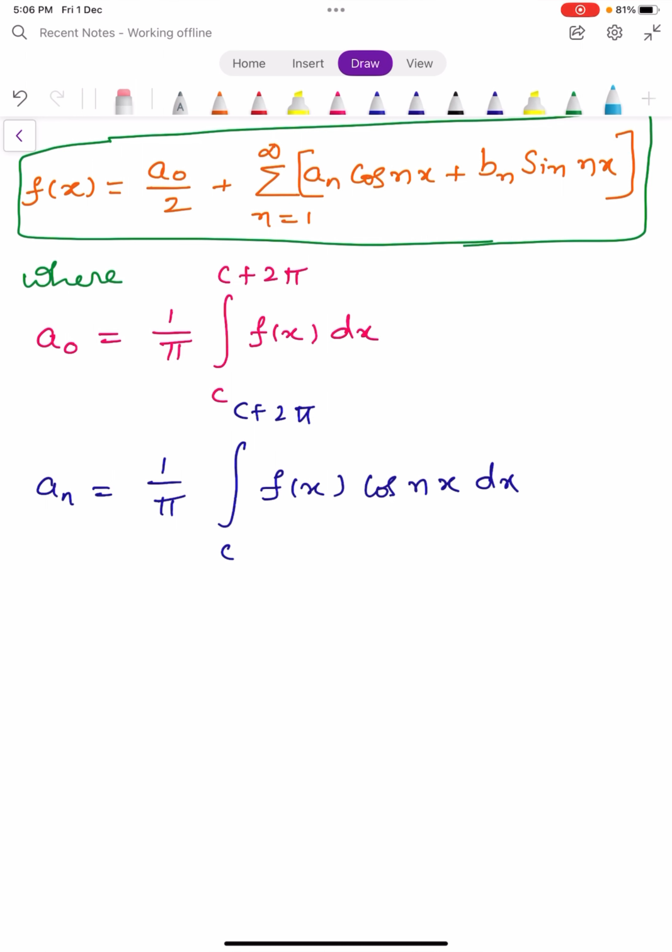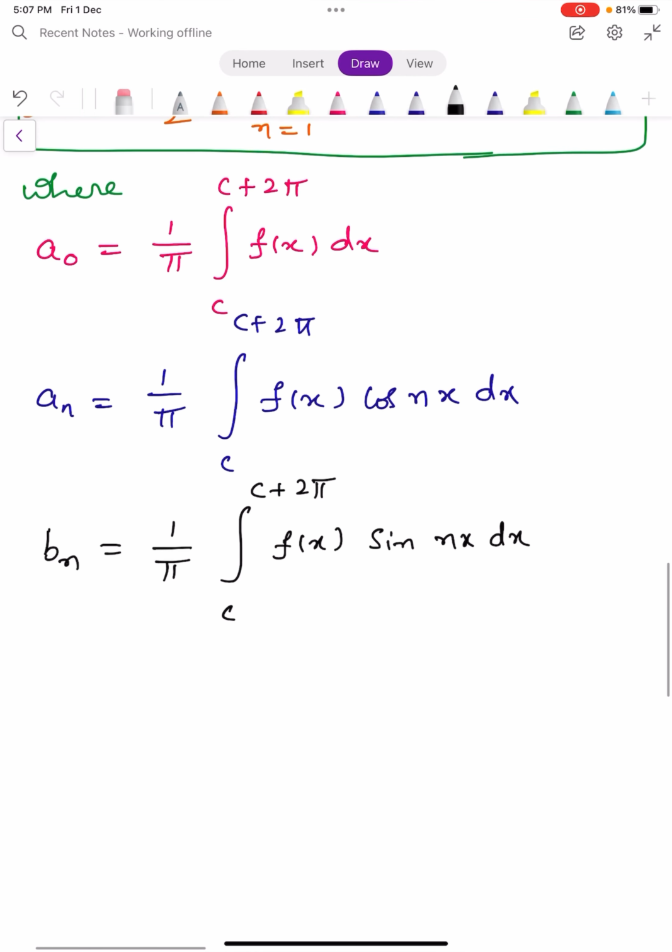And the term b n is given by 1 by pi integral c to c plus 2 pi f of x sin nx dx. These a naught, a n, b n are called Euler's formula.